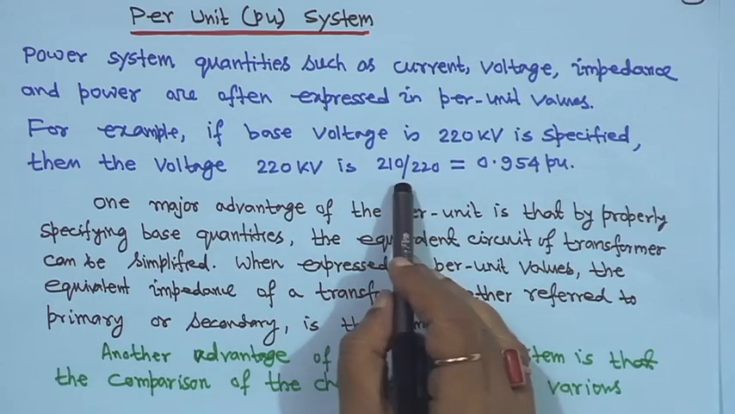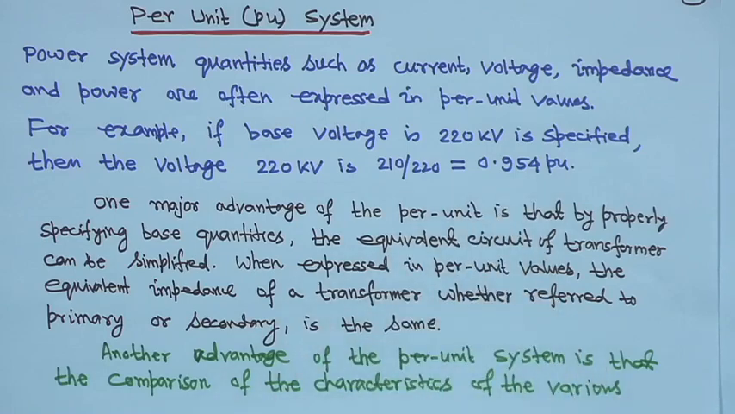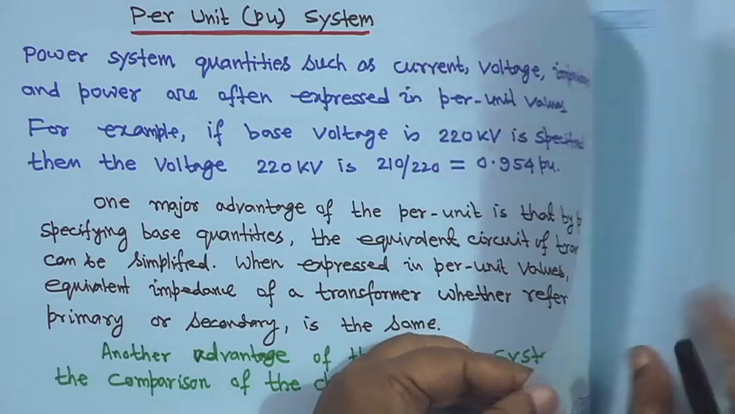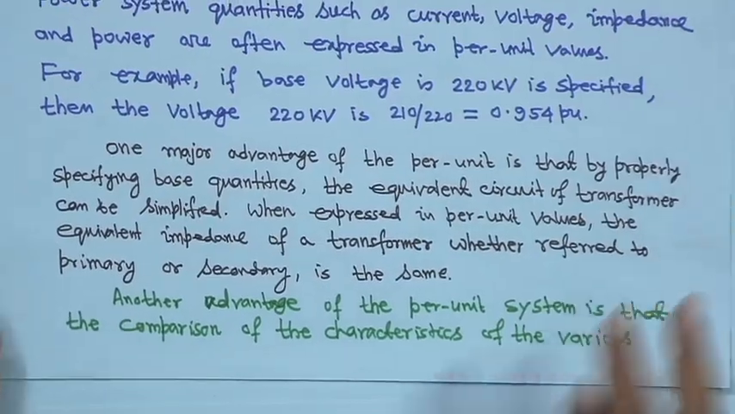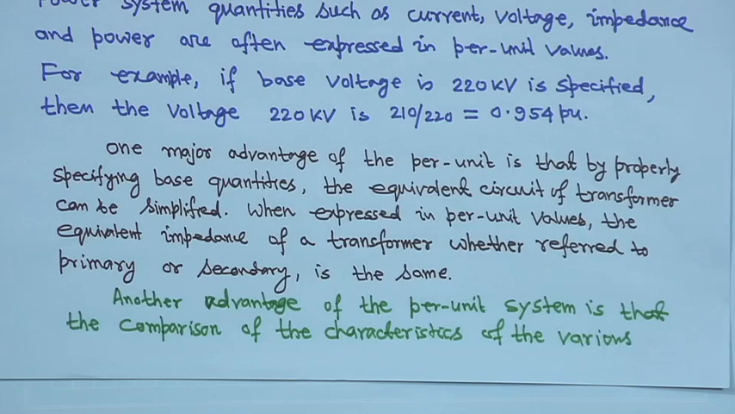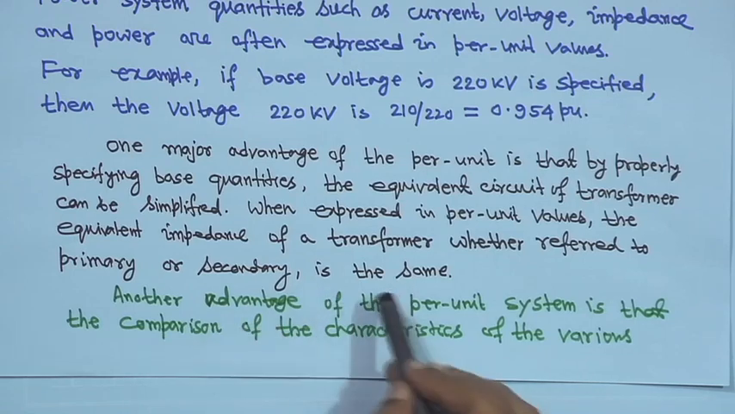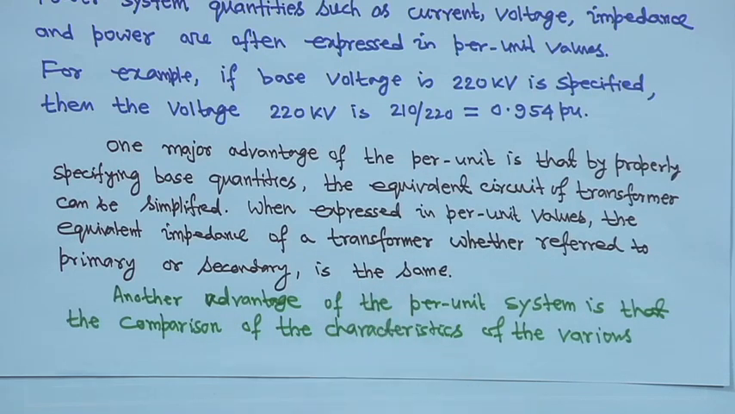Therefore, in per unit it will be 200 by 220 is equal to 0.954 per unit, it will become a dimensionless quantity, right. So, one major advantage of per unit is that by properly specifying base quantities, the equivalent circuit of the transformer can be simplified, right. If you choose the proper base quantities expressed in per unit values, the equivalent impedance of the transformer, whether referred to primary or secondary, is the same. This we will see later, we will prove that when you convert everything in per unit, the equivalent impedance referred to primary or secondary will remain the same. This is a major advantage, right.